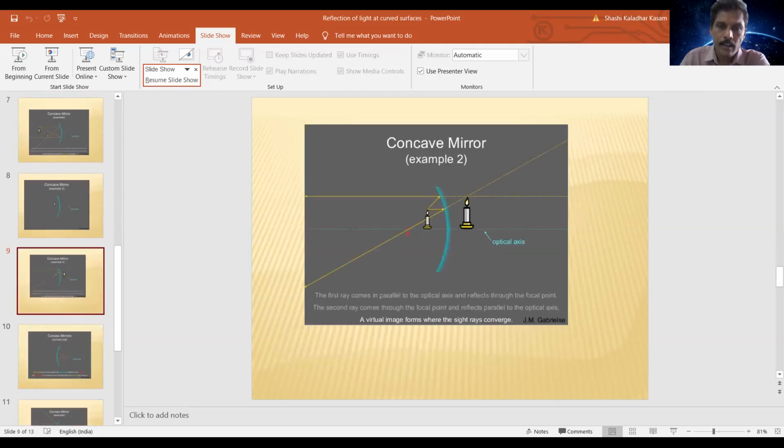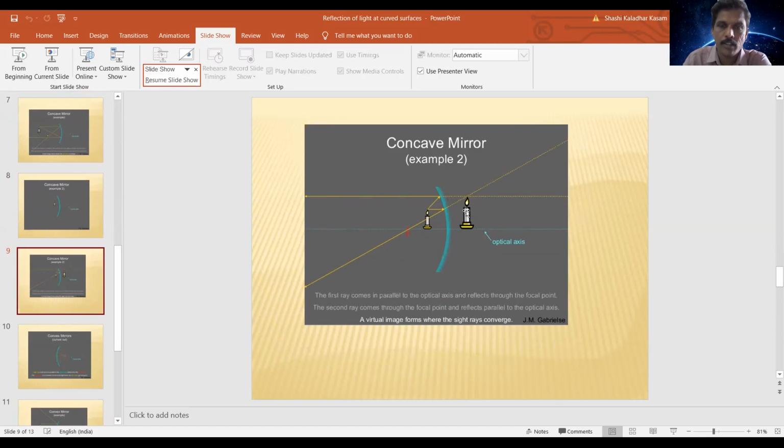See here, again to locate the image position for the virtual case, the object is located between pole and focus. 2 rays are taken from the object, one is parallel. After reflection, it passes through focus. Another one seems to pass through focus. After reflection, it is parallel to the principal axis. If you extend it back, they are going to meet at a point. This is the location of the image.